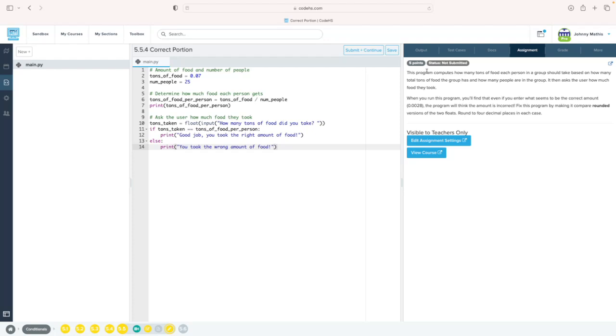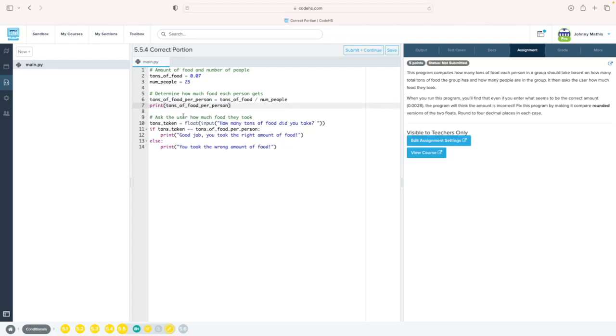This program computes how many tons of food each person in a group should take away based on the total tons of food the group has and how many people are in the group. They ask the user how much food they took. So there's 25 people, and this is the total amount of food. Now we're going to divide these numbers to figure out how much food each person should get.